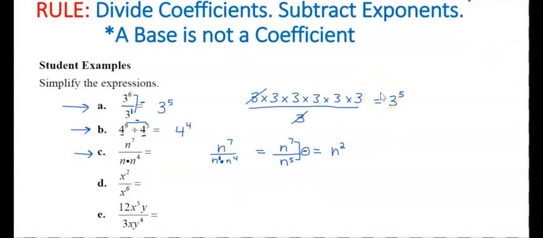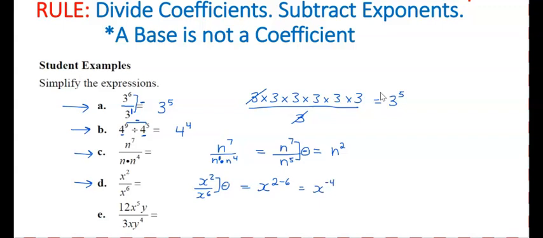For this next one, d, we have x squared over x to the power of 6. Same bases, no coefficient, right? 1 divided by 1 is 1. So we're just going to subtract our exponents, but oh, we have a problem. This means x to the power of 2 minus the 6 there. We're going to end up with a negative exponent.